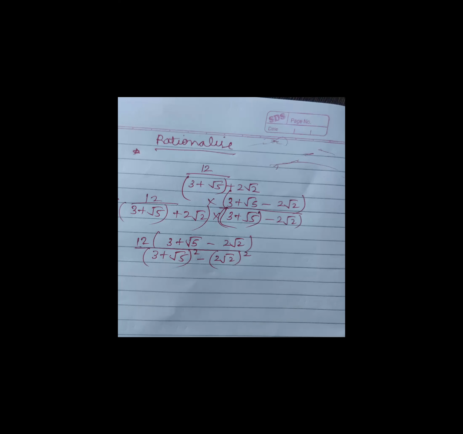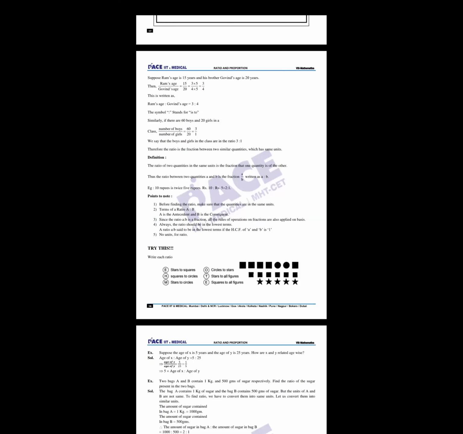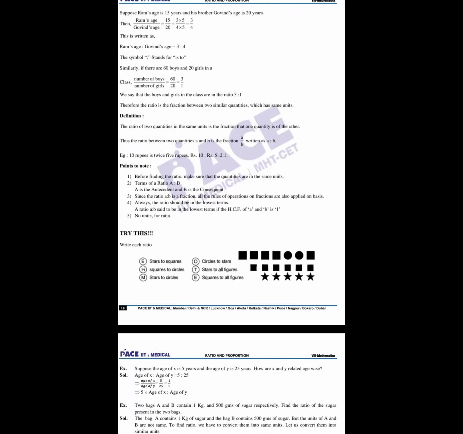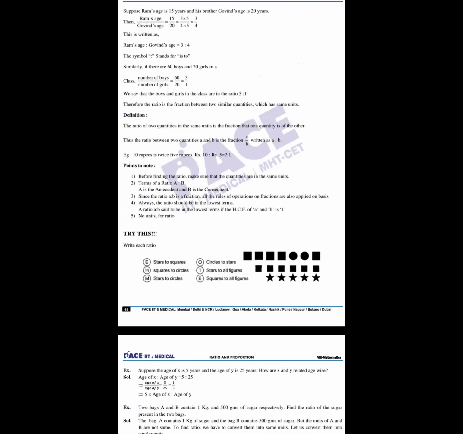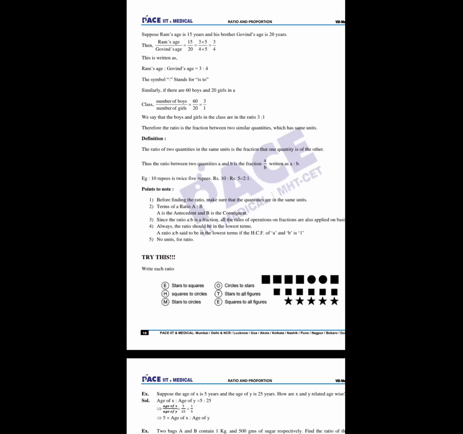That's fine. Let's start with ratio and proportion. Put the new heading, ratio and proportion. It's our second chapter. Put the new heading, ratio and proportion.